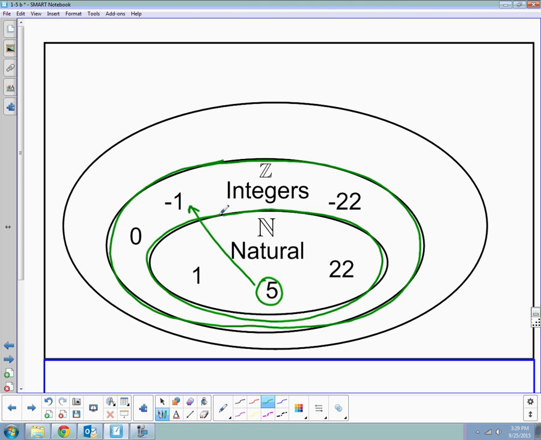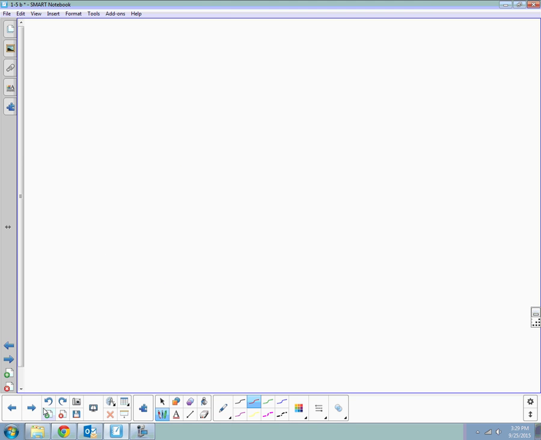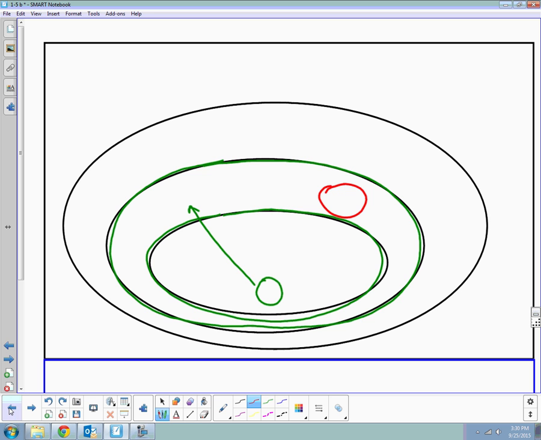It does not, however, work the other way around. Negative 22 is inside the integer bubble, so it is called an integer. But you can't do this, it is not called a natural number. It doesn't work going in, because negative 22 is not inside that natural bubble. And so it does not work going in, but it does work going out. There you go. Okay. So let's look at another example.